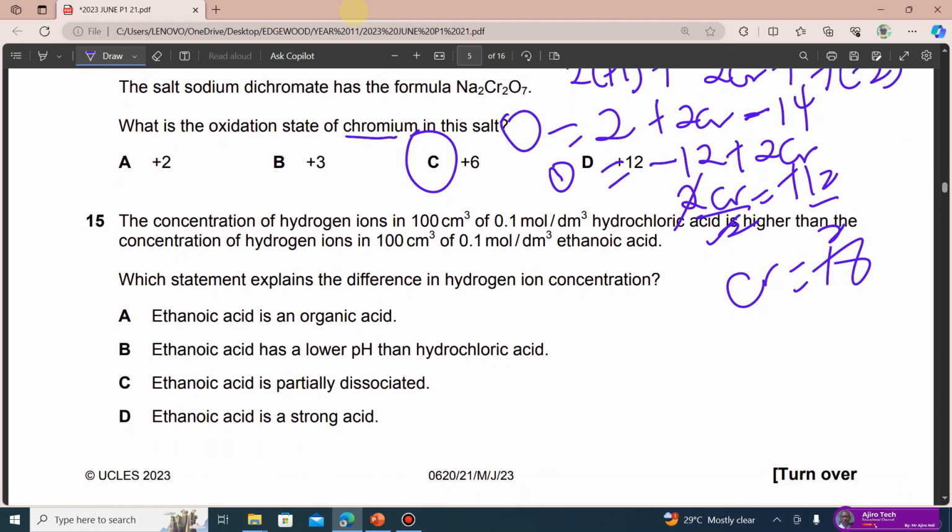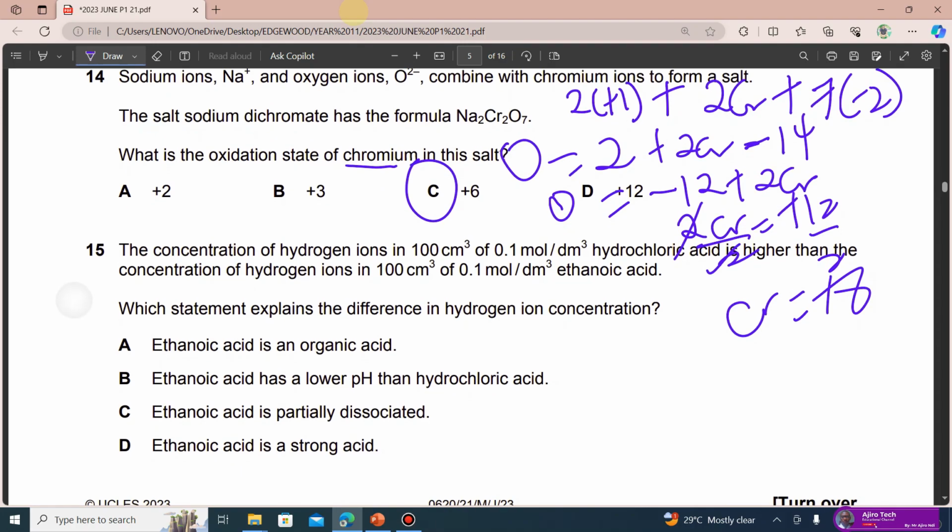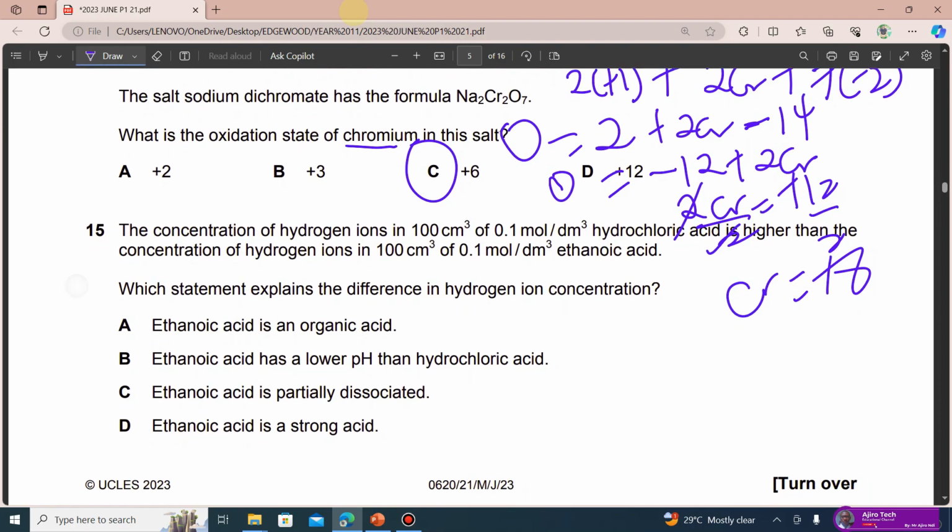The concentration of hydrogen ions in 100 cm³ of 0.1 mol per dm³ hydrochloric acid is higher than the concentration of hydrogen ions in another acid with the same volume and the same concentration. So which statement explains the difference in hydrogen ion concentration? Now, this is just the difference between a strong acid and a weak acid. So the answer should relate to strong and weak. Ethanoic acid is an organic acid. That's not the reason why there's a difference in hydrogen ion concentration.